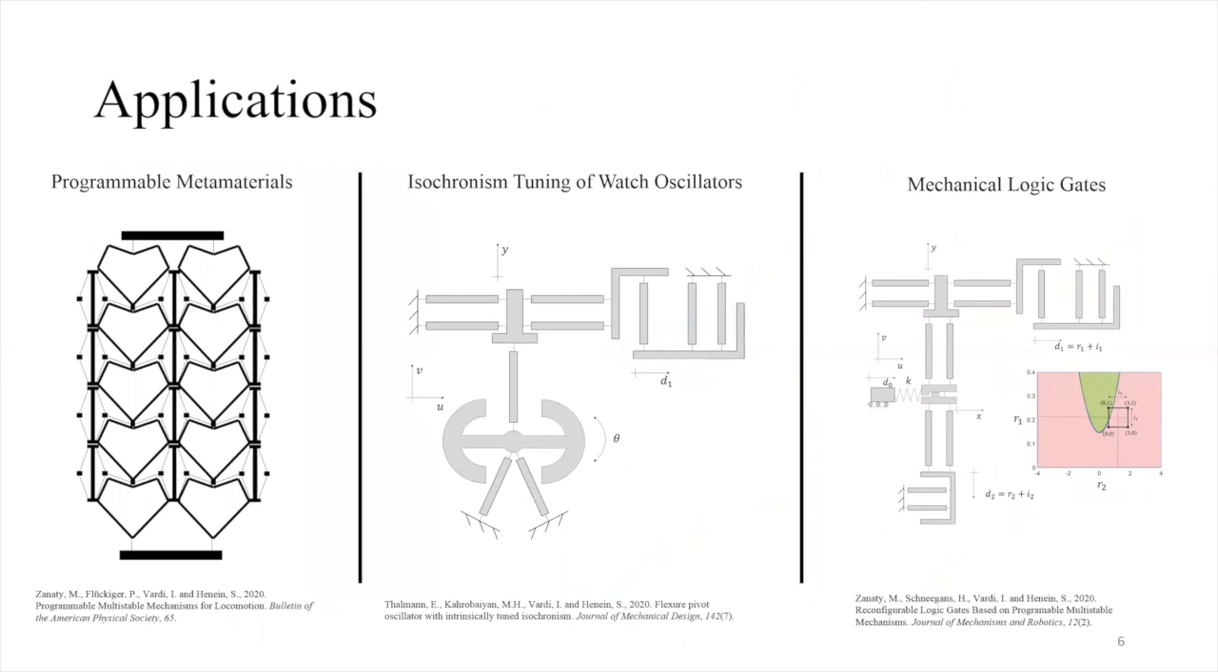As an application, we start looking at programmable metamaterials, and this kind of behavior is also very useful for isochronism tuning in watch oscillators. And finally, we can use it to implement different logic gates. As you tune the nonlinear behavior, you can change the gate from being an OR gate, for example, to an AND gate. Further details can be found in the manuscript, and if you have any questions, please reach out to us.